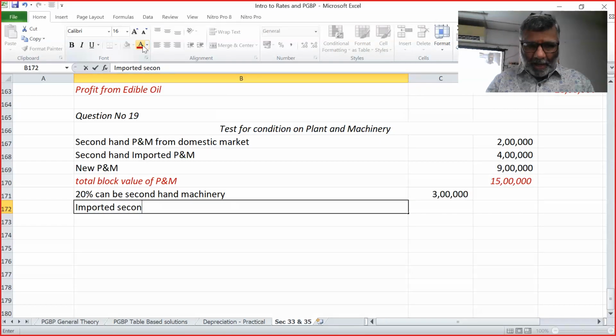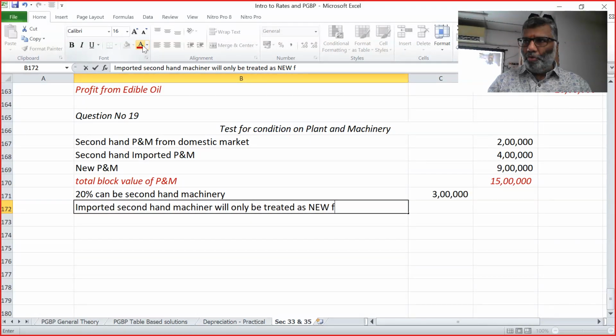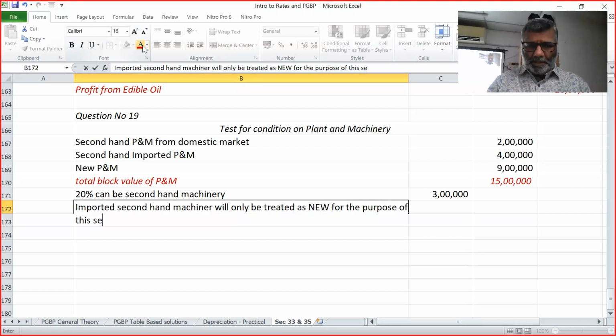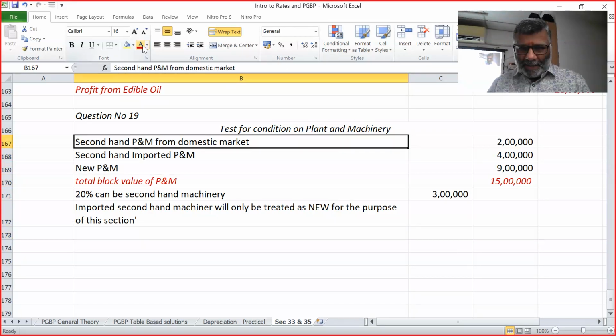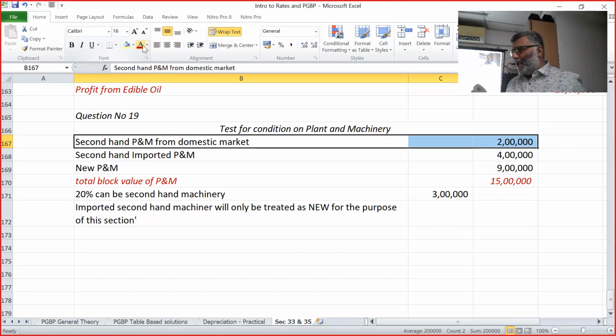Imported second hand machine will only be treated as new for the purpose of this section. We all know it will be treated as new. So only one second hand machinery is there, which is 2 lakhs. You can have it up to 3 lakhs. Hence the condition is fulfilled.